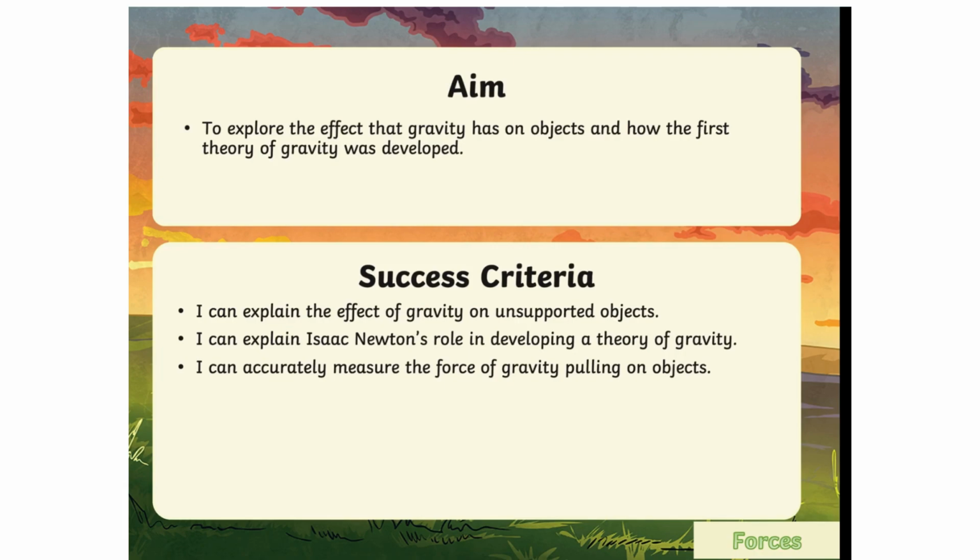So, my success criteria for today is going to be: I can explain the effect of gravity on unsupported objects, explain Isaac Newton's role in developing a theory of gravity. There's going to be a slight change for this success criteria, I'll walk you through as we come across. And the last one is accurately measure the force of gravity pulling on objects.